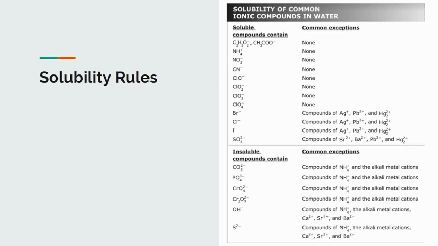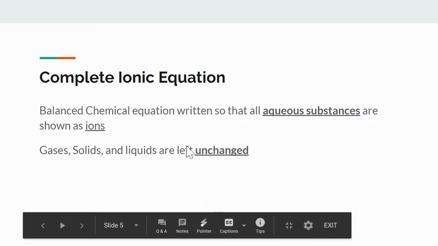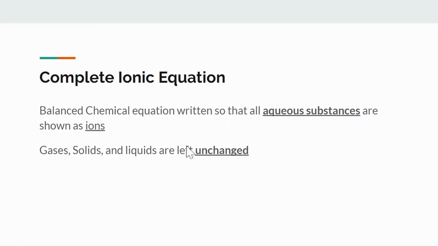And so there's a snippet of those solubility rules. That's what you're looking for. These are the ones we use in class. So soluble substances would be the ones that contain these unless they fall under these exceptions. Insoluble, meaning they do not dissolve in water, would be substances that contain these ions unless they fall under these exceptions. So that's your traditional balanced equation.